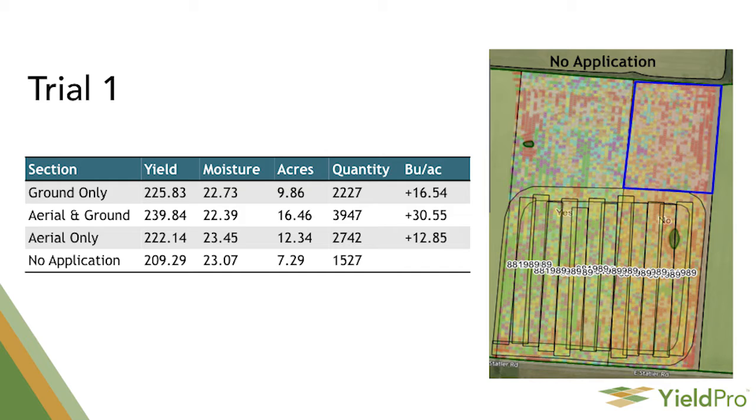So the aerial only was about a 12 bushel increase. The aerial plus ground was an amazing response, 30 bushel plus. And the ground only, again, a very remarkable response of 16 bushels.